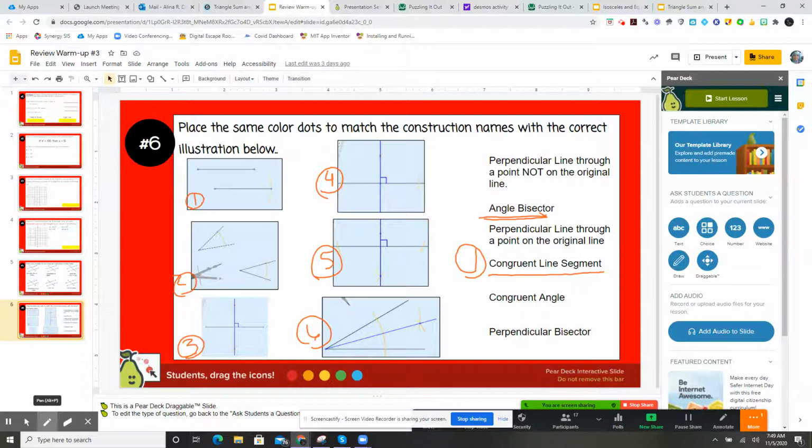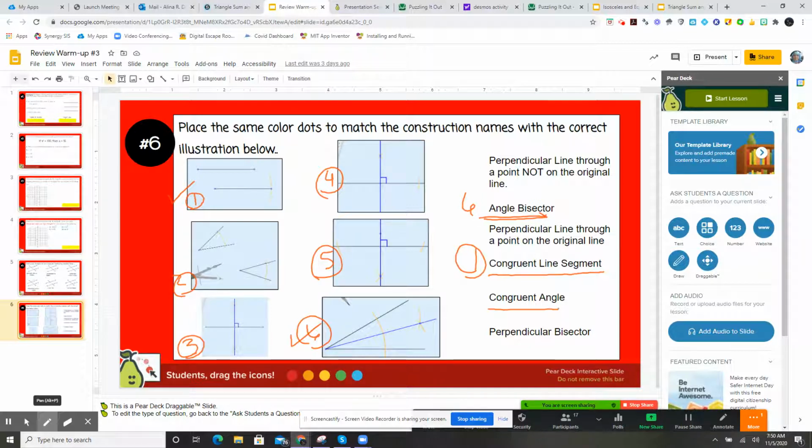2, 3, 4, 5, or 6. We're down to a 20% chance. 6, love it. So we're just kind of looking for the easy ones to identify. How about congruent angle? Which one has a pair of congruent angles? Hint, they're not right. They're acute.